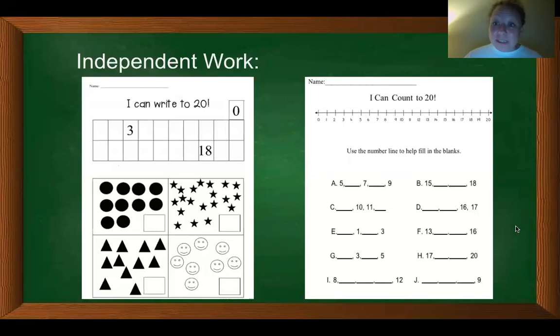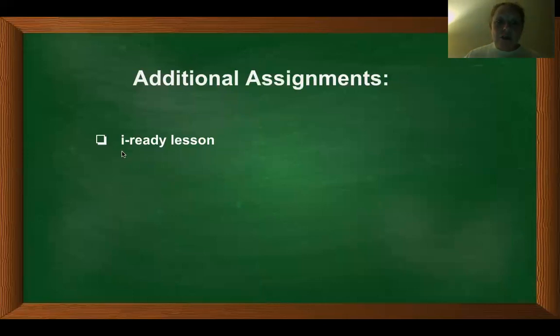After you're done with your independent work, you need to go ahead and get on to iReady and complete the math assignment. Now, if for some reason iReady is not working, don't panic because we're still in the very first week of school and sometimes things work out really well and sometimes they don't. So if you can't get on to iReady, do not panic. Send your teacher a message and just let her know and we'll fix it as soon as we can.